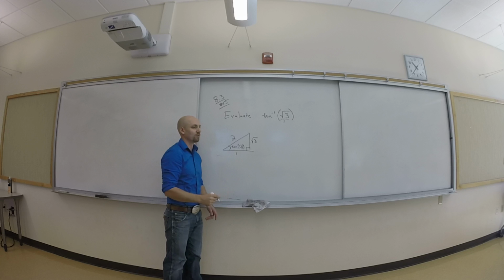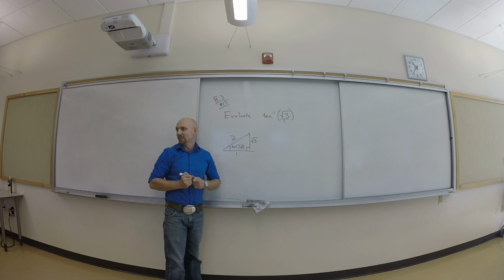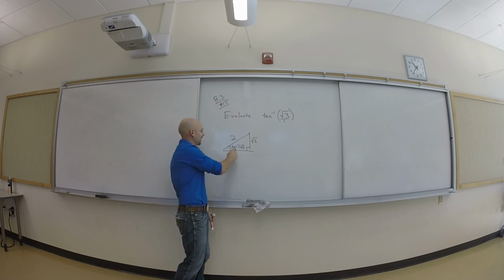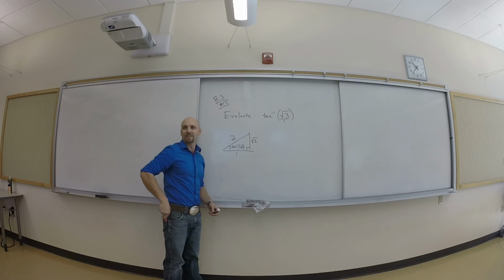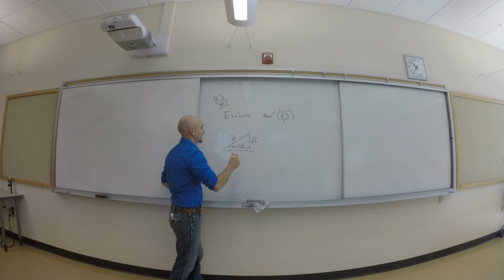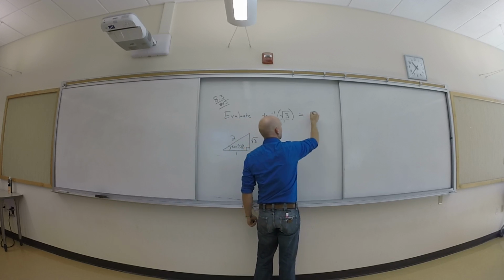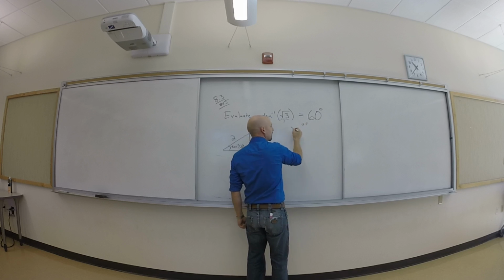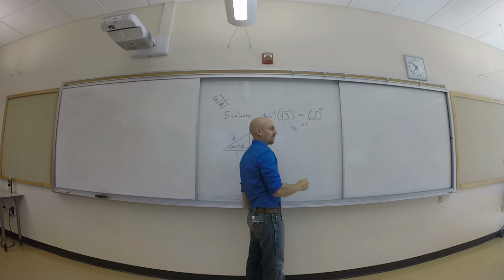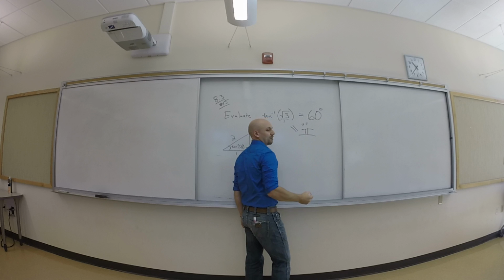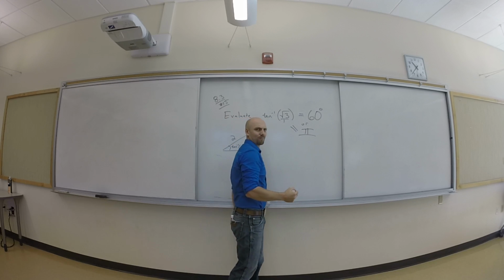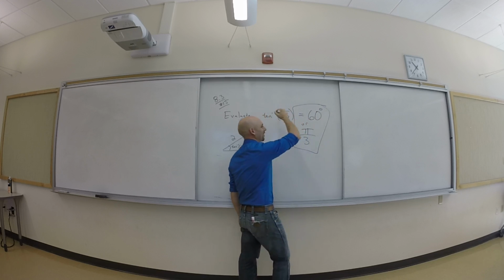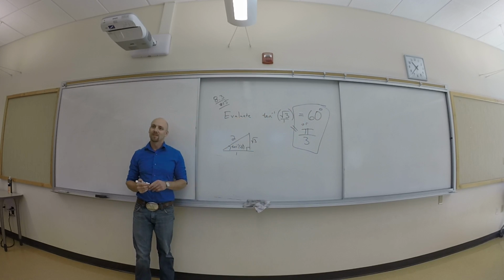How do you guys know it's 2? Because it's a 30, 60, 90 triangle, right? Okay, so which angle am I sitting at here? 60. Yeah, that's the 60. So this is 60 degrees, or it's pi over 3. Cool.